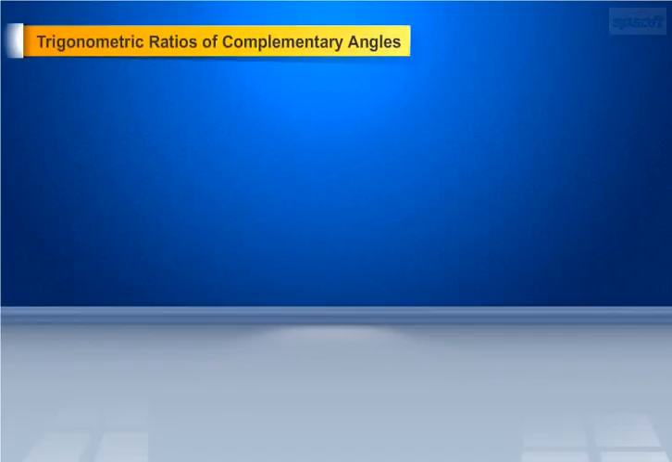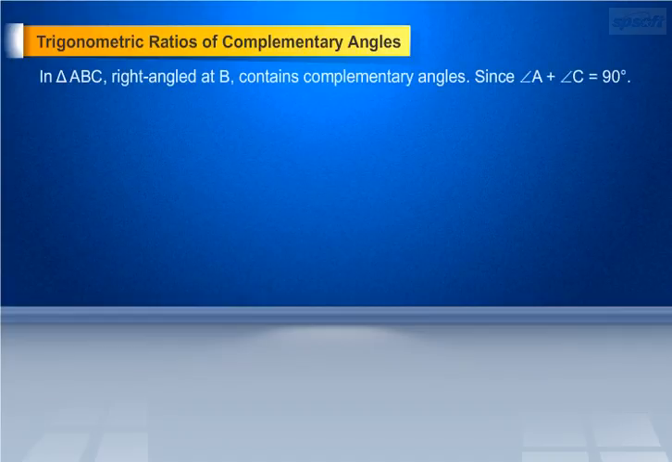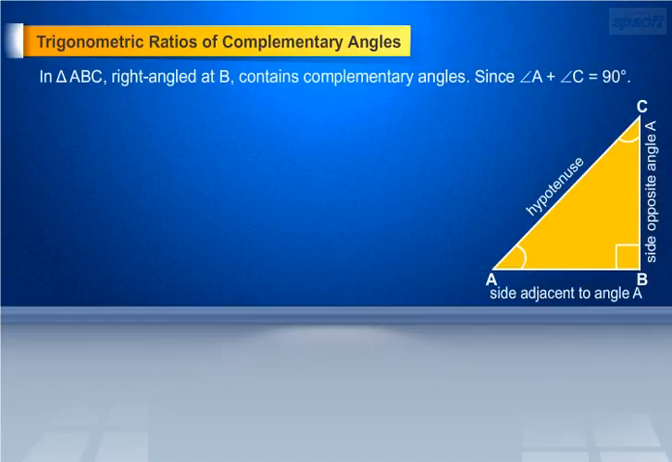Now let's study about trigonometric ratios of complementary angles. In triangle ABC, which is right angled at B, angle A and angle C are a pair of complementary angles, as angle A plus angle C equals 90 degrees.